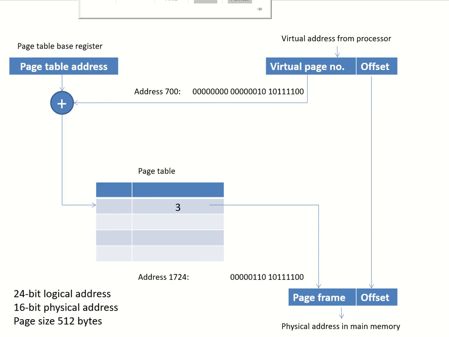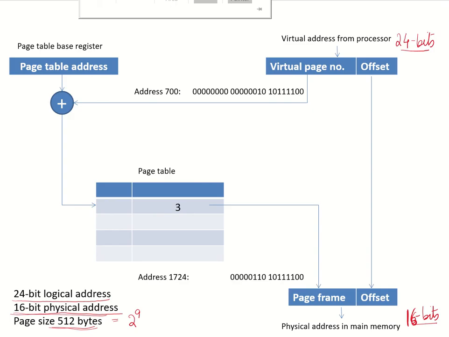Let us take an example. Suppose we have a 24-bit logical address which is generated by the processor. So this virtual address that is coming out is of 24 bits. We have a 16-bit physical address. So the physical address, the main memory address, would be of 16 bits. And the page size is 512 bytes, which is 2 to the power of 9. And we are assuming that this is a byte addressable memory.